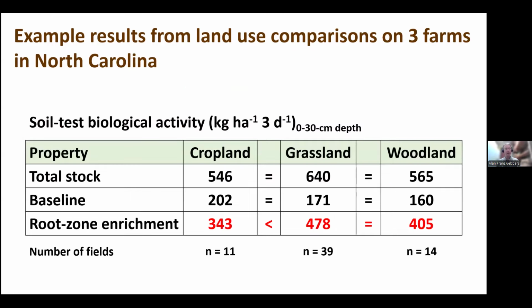And we can do this with the biological activity. This is just the example I'm going to give you. We had 3 private farms in this case. All 3 farms had cropland, grassland, and woodland fields, multiple fields in each. And you see the number of fields here. Of course, we had more in the grassland, partly because I was more interested in the grasslands in this case. But the total stock was no different among all of them. We did see a difference in root zone enrichment between grassland and cropland. And there was a trend that it was greater in grassland than woodland, but it did not come out statistically different. So again, this biological activity can be used with this technique, and it can show some real differences.